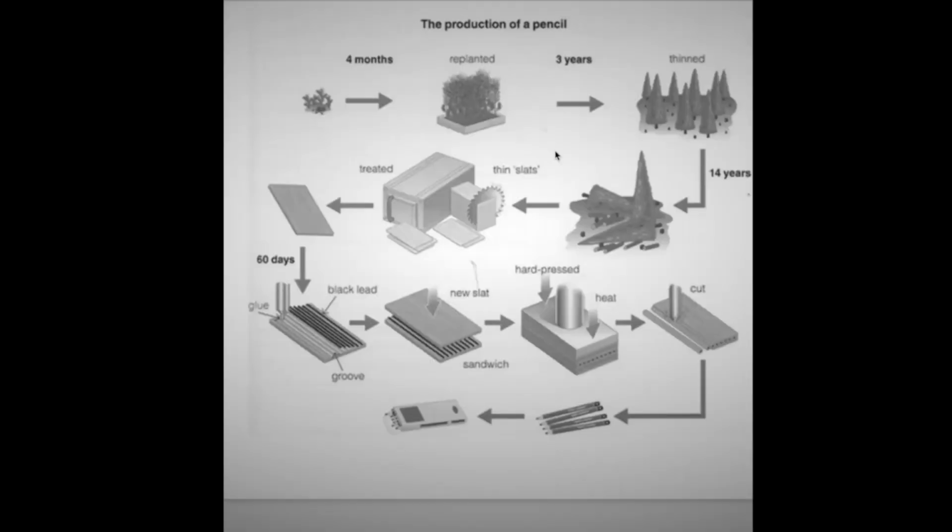I think the layer three is to shape the pencil. Well, as we can see here, it's two slats pasted on each other like a sandwich. So what they need to do is they need to carve. Grooves are carved into the slat for, you can see the word groove there, right? The black lead to be glued into.